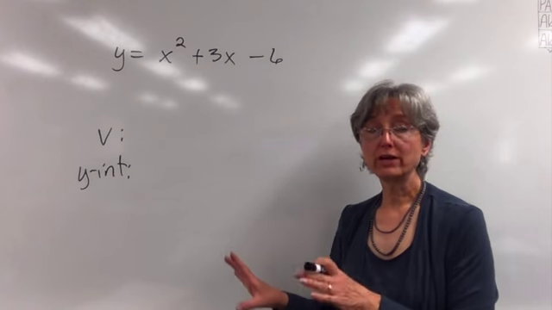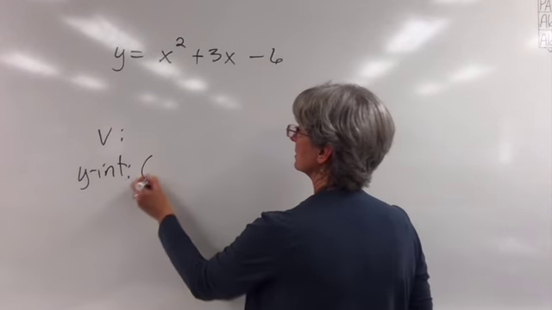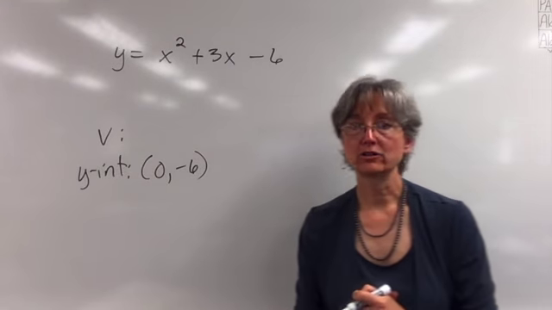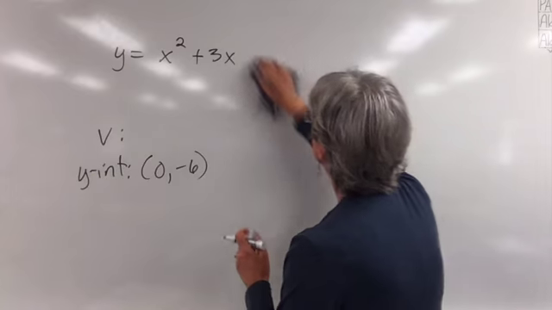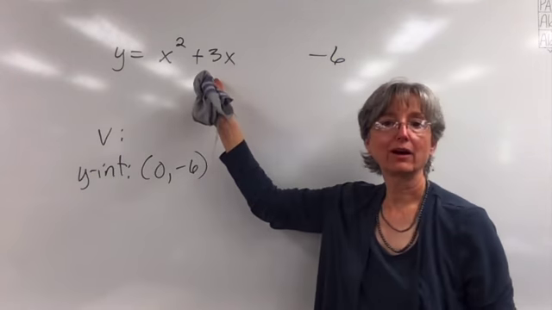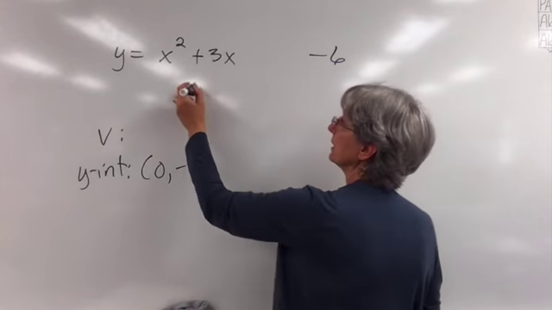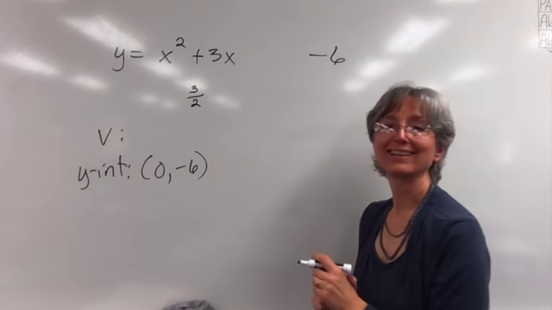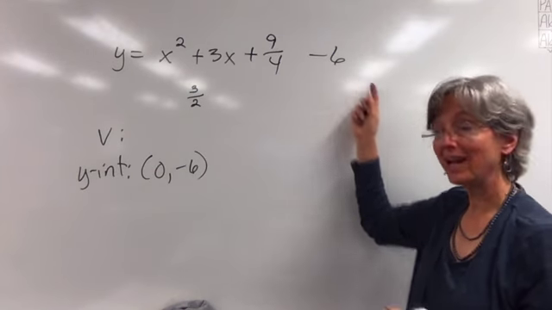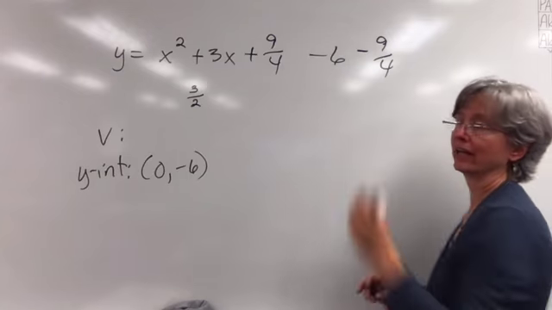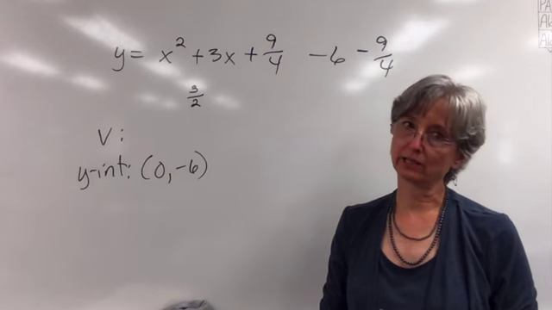Okay, so first, before I do anything else, I know that my c is my y-intercept. So I am going to make this (0, negative 6) first right off the bat. Now I'm going to scoot this negative 6 over. And now I've got one of those odd numbers. So half of 3 is 3 over 2, and that squared is 9 over 4. I have to add 9 over 4, which means I'm also going to subtract 9 over 4, okay? You might think, Mrs. K, you're crazy to do fractions, but I like fractions.